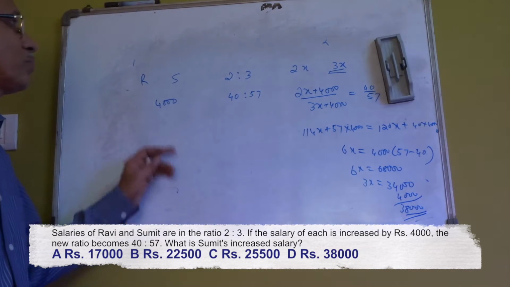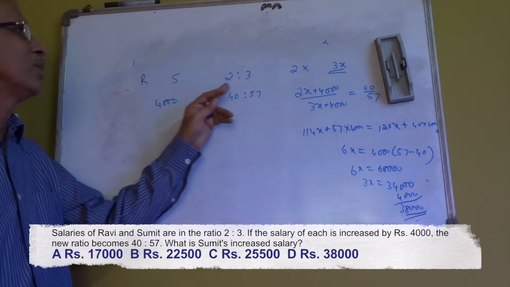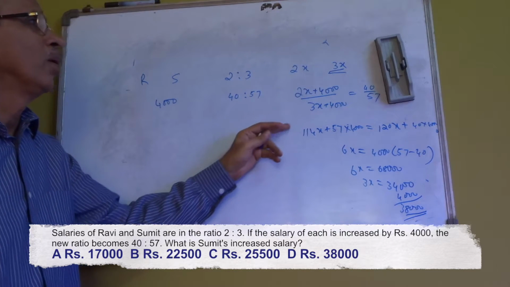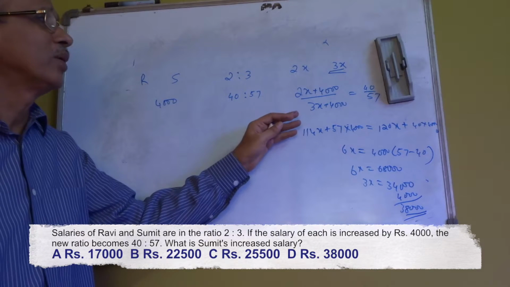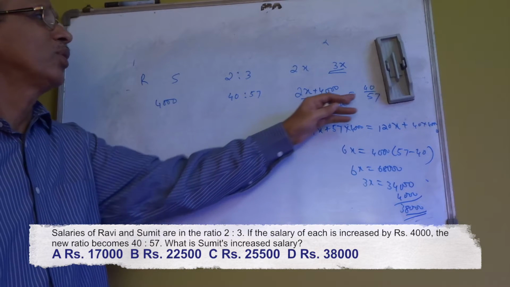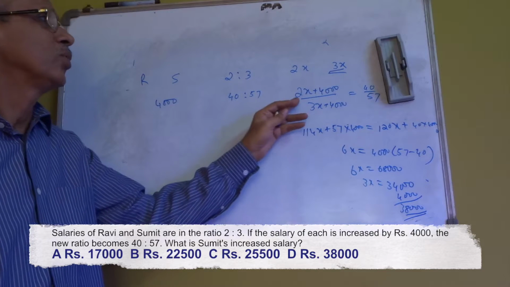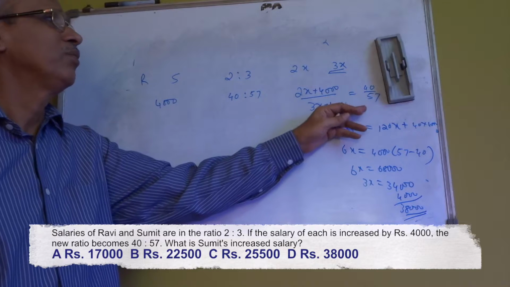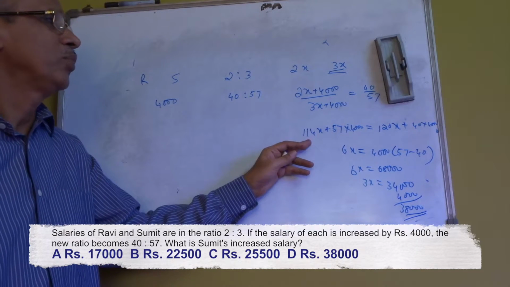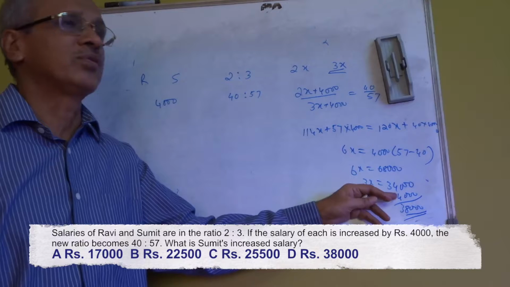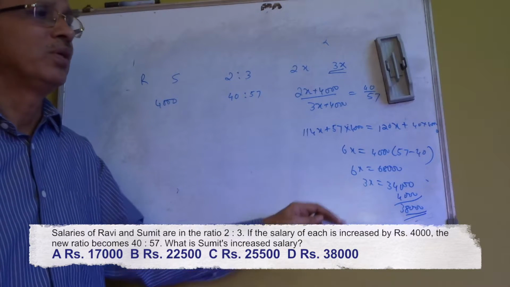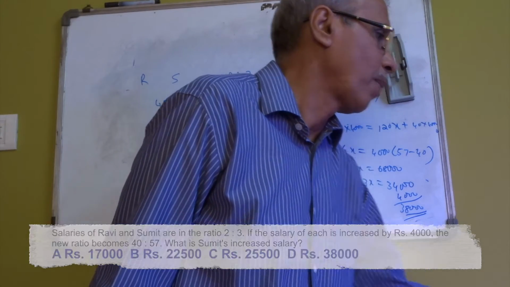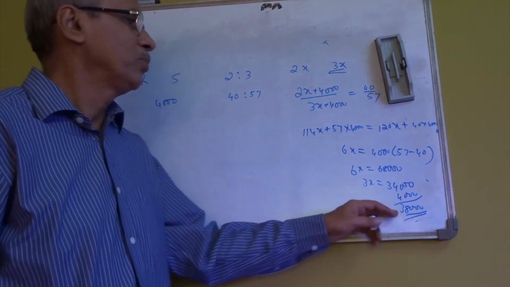Once again, Ravi and Sumit's salaries are in the ratio 2:3. So this is 2x, that is 3x. If both of them have their salary increased by 4,000, the new ratio is 40 by 57. So (2x plus 4,000) divided by (3x plus 4,000) is 40 by 57. So simplifying, 3x is 34,000. The earlier salary is 34,000. The increased salary, you add another 4,000, so it becomes 38,000.